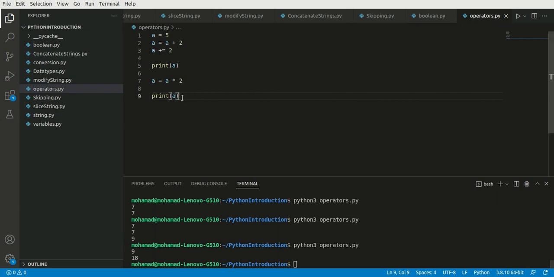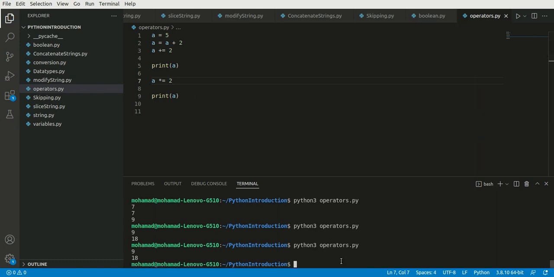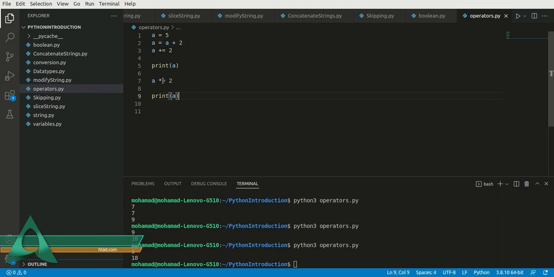Okay, and so you can do the same for multiplication. So we can write multiply equals 2, and A will be multiplied by 2. That's just as easy as that. So if you do that, the same result will happen. Okay, so we can do this for division, we can do this for a rounded floor, we can do this for modulus. So let me show you these operators as well.